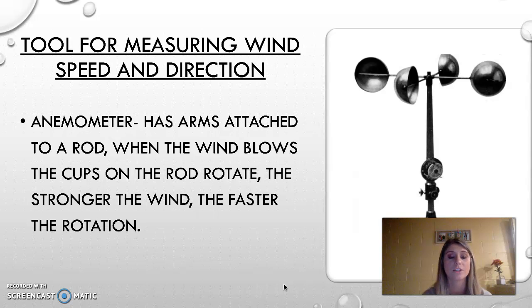It has arms attached to a rod, and when the wind blows, the cups on the rod will rotate. The stronger the wind, the faster the rotation. So whenever the wind's blowing really fast, those little cups will spin around super fast, and when it's blowing slow, they'll spin slower. We're going to do an activity with that later.